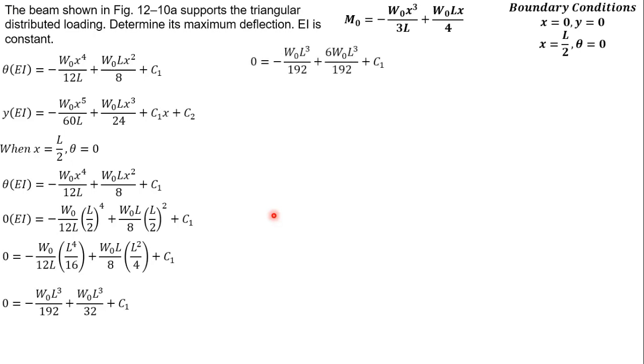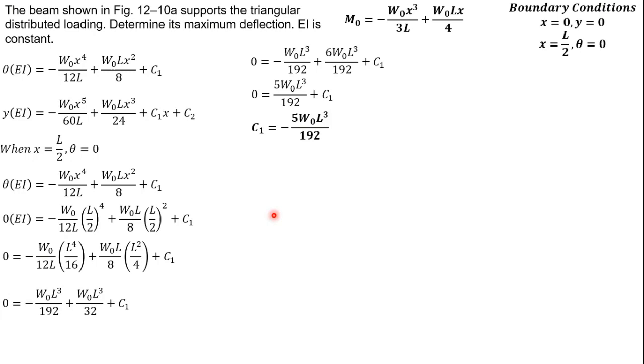So kunin natin yung GCF niya or LCD natin, yung least common denominator na 192. So 0 is equals to negative W0 L cube divided by 192 plus 6 W0 L cube divided by 192 plus C1. So 0 is equals to 5 W0 L cube divided by 192 plus C1. Solving for C1, ang C1 natin is negative 5 W0 L cube divided by 192. Ngayon, nakuha na natin yung C1.